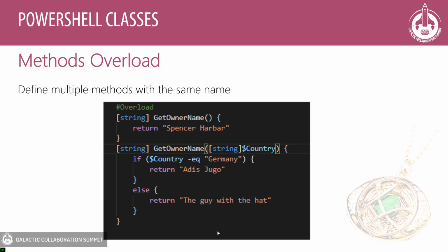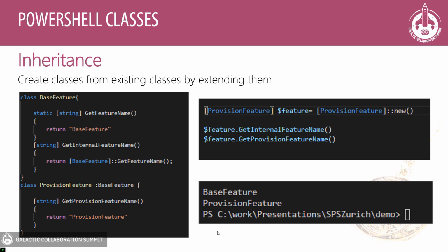Simple enough. Also on classes we have inheritance. As you can see here, we're defining a base class called base feature, with a couple of methods within, and then we can define inheritance within another class like this, like we usually do in higher level languages or low level languages. This is how we instantiate the class. The feature itself has GetInternalFeatureName from the parent class and GetProvisionalFeatureName from the class itself. This is the result.